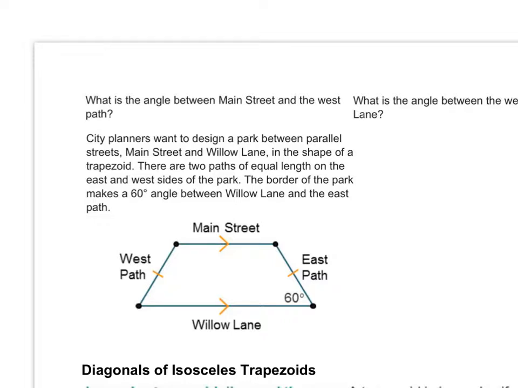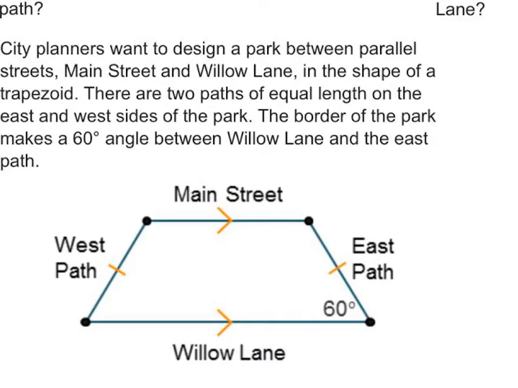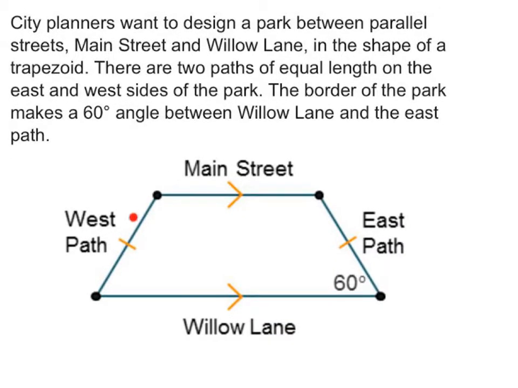And we know that the border of the park makes a 60-degree angle between Willow Lane and the east path. Now, I'm just going to label this triangle. I know that these two legs are congruent, so therefore I can conclude that this angle and this angle are congruent, and then these two angles are congruent. So without doing anything, I automatically know that this is going to be a 60-degree angle. Now I need to figure out what this is.